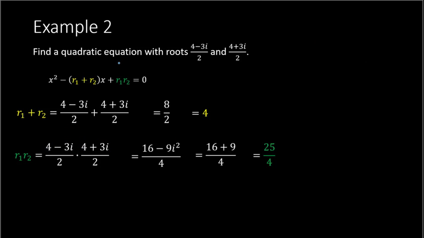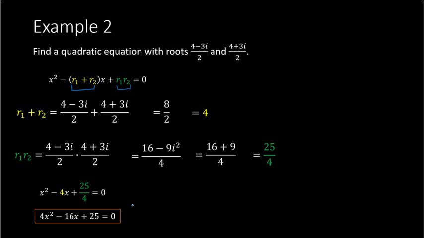So the 25 over 4 is what's going to go right here for R1 times R2. So you plug a 4 in for R1 plus R2, you plug a 25 over 4 in for R1 times R2, and we now have this equation. Now it's best to write our equation without fractions. So one last thing we could do is multiply everything by the least common denominator to get rid of the 4 in the denominator. If you multiply everything by 4, you would get 4x squared minus 16x plus 25 equals 0. So this here would be our equation written in the correct form.